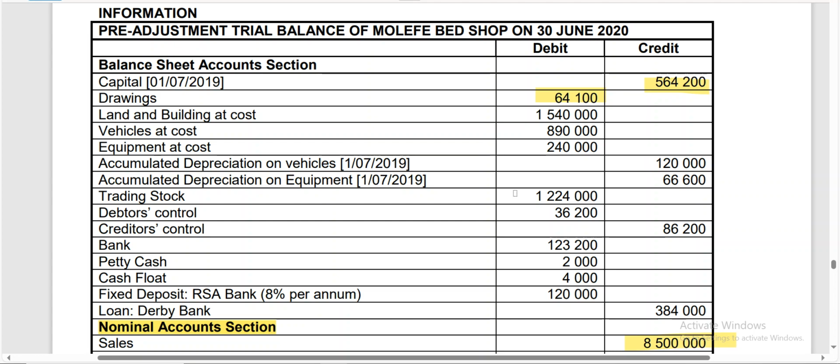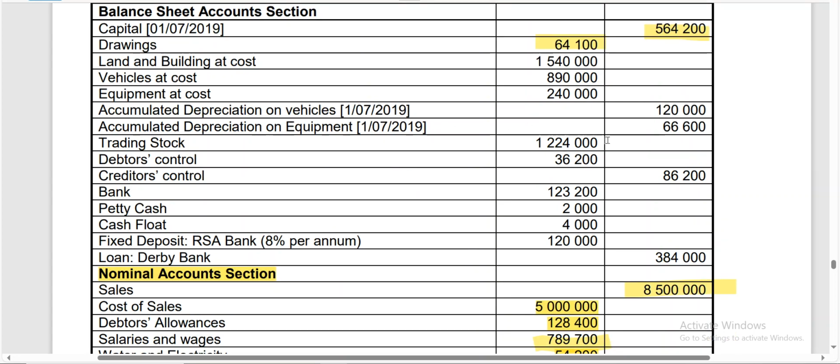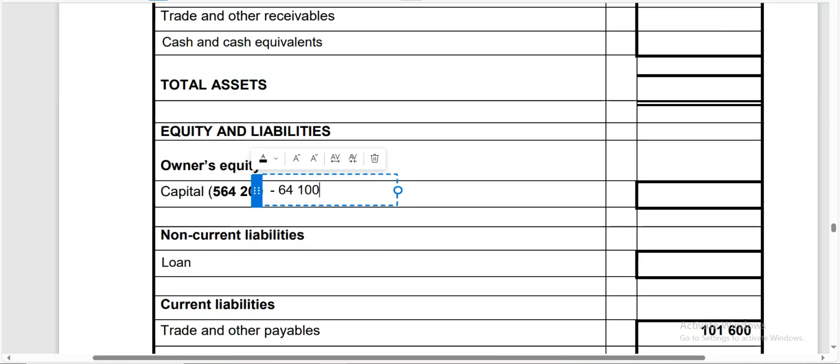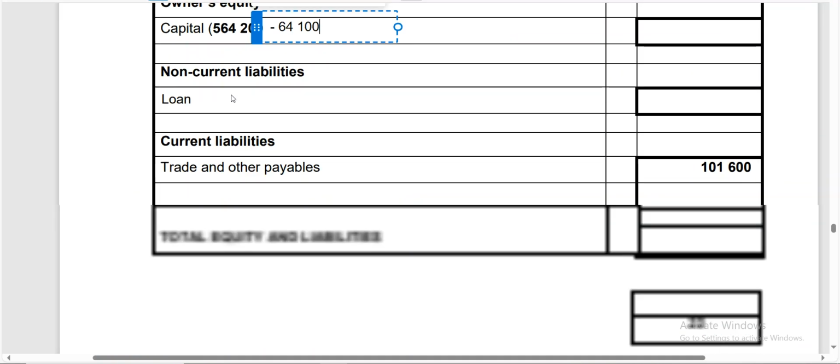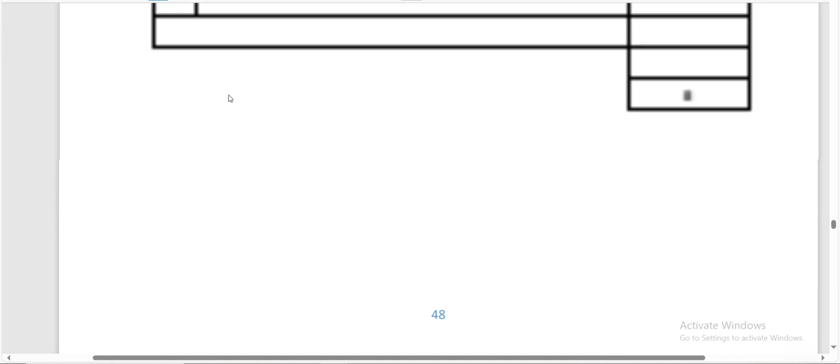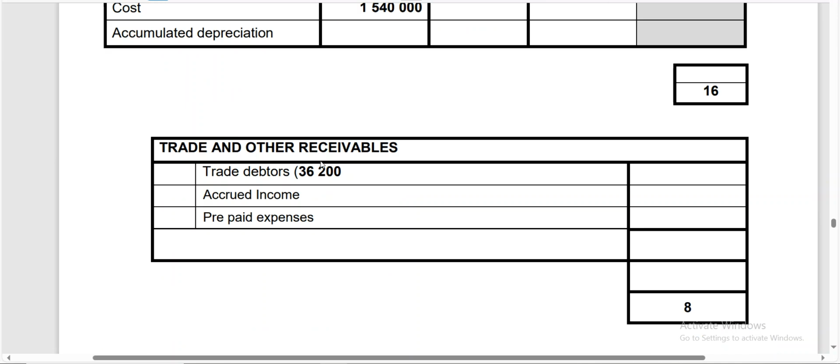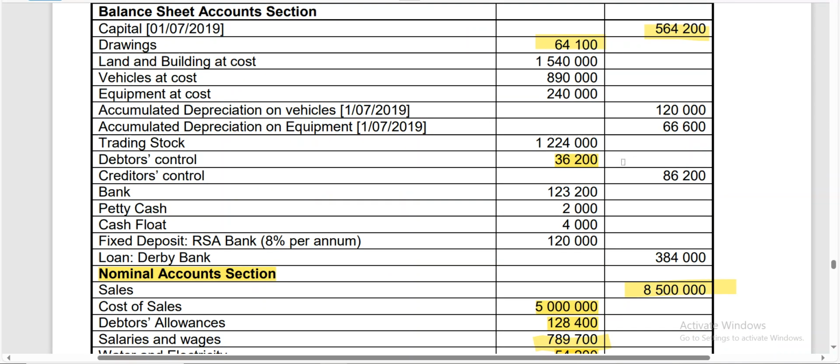Okay, and then once we are done with that, the trading stock, for now we will leave it because we're going to get the trading stock from the trial balance. So next, we will have our debtors control. Debtors control will be part of trade and other receivables. Remember, they said we must do it, so that 36,200 has already been entered for us, so we're not going to enter it again.